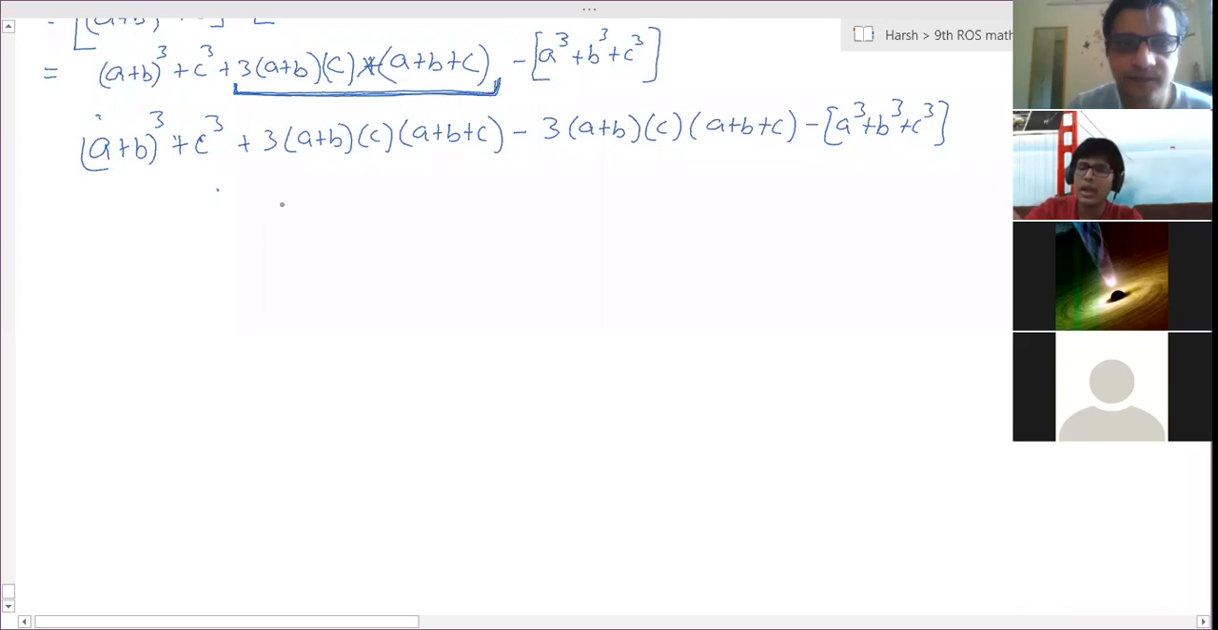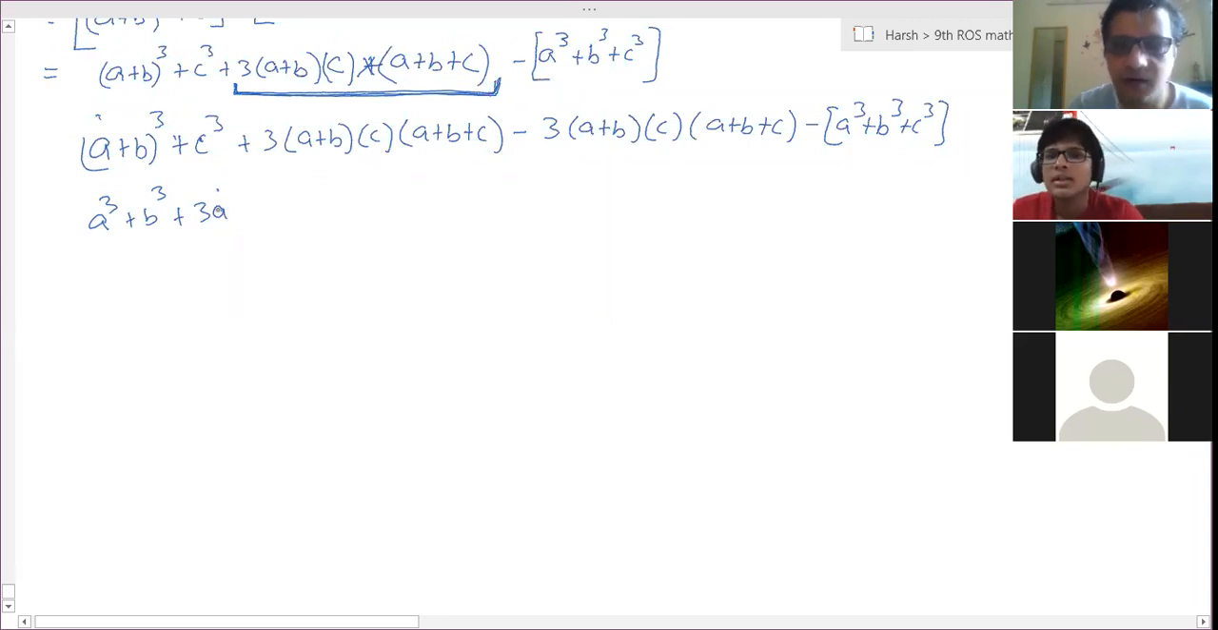Then now we can do a cube plus b cube, (a+b) whole cube. So a cube plus b cube plus 3ab(a+b). I'm not factorizing it like 3a square b, 3ab square. I'm just leaving it as it is.